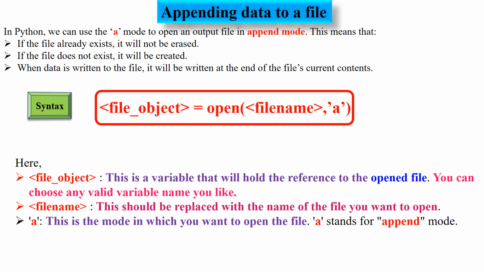When data is written to the file, it will be written at the end of the file's current contents. The syntax is file_object equals open of filename, comma, a. Here, file_object is a variable that will hold the reference to the opened file. You can choose any valid variable name you like. File name should be replaced with the name of the file you want to open. A is the mode in which you want to open the file. A stands for append mode.